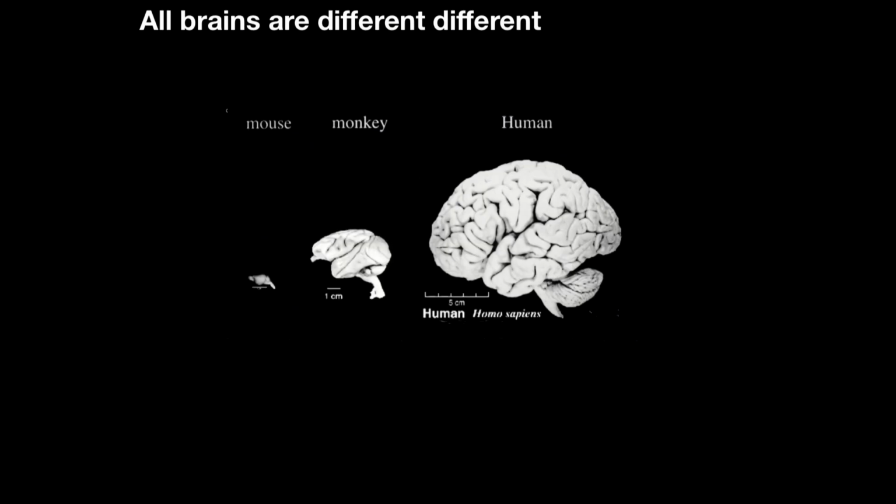Now, the first point I want to make is that all brains are different. The smallest one here is a mouse brain. This is a monkey brain, and this is a human brain, and it's absolutely obvious that they're all different. One is that the mouse is much smaller, the human is much bigger, the monkey's in between. They also have a different shape, each of them, so they're clearly not the same.